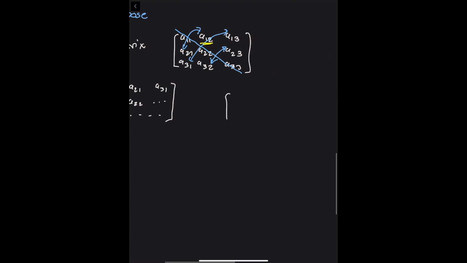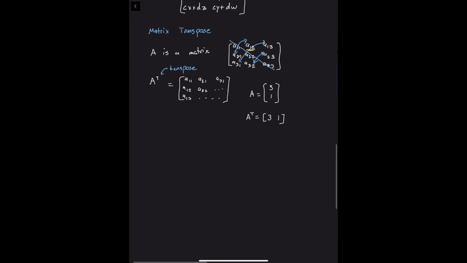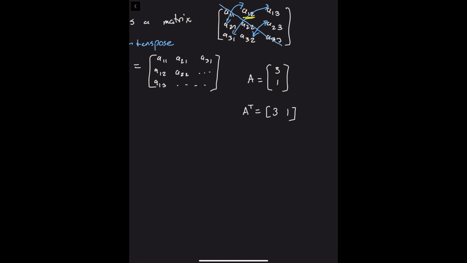If we have a column vector or column matrix, which can be thought of as a vector, let's call this A, whatever. Then the transpose of that would just be the row version of this. So this is now 3, 1. And this can be important when we define the scalar product in the future.